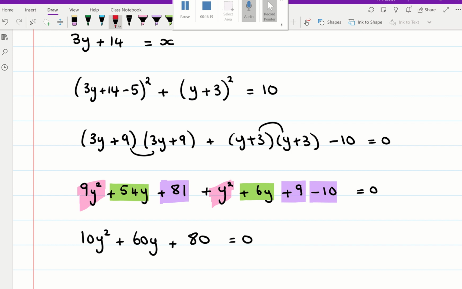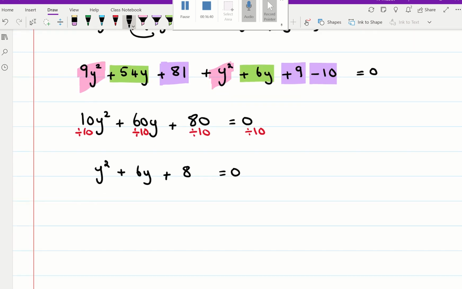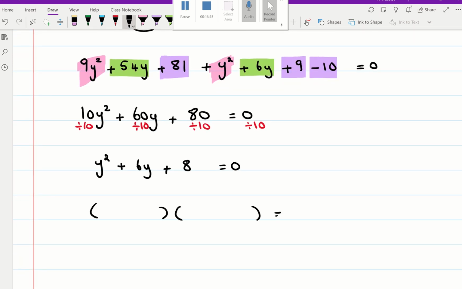And this is nice because I can just divide everything by 10. And remember, you can only do this if it's an equation, not an expression. So I've got y squared plus 6y plus 8 equals 0. So that is nice. This is y plus 4, y plus 2. So y equals negative 4 and y equals negative 2.